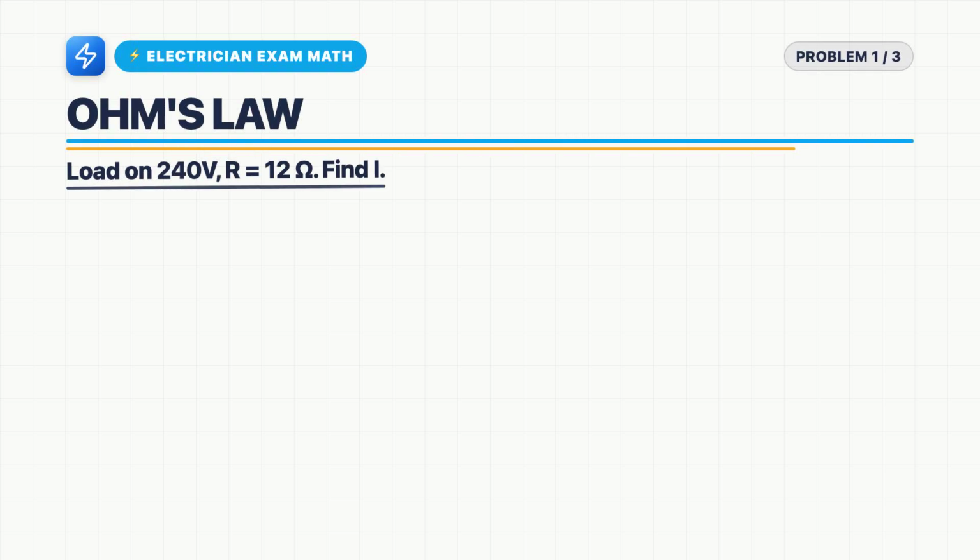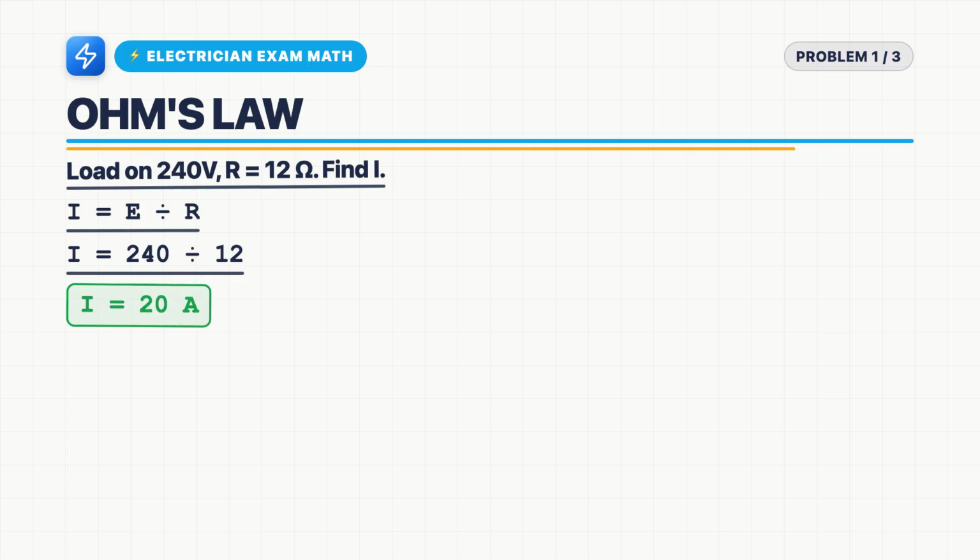Let's warm up with Ohm's law. A load on a 240-volt circuit has 12 ohms of resistance. Find the current. Current, I, equals the voltage E divided by the resistance R. So that is 240 volts divided by 12 ohms, which gives us 20 amps.